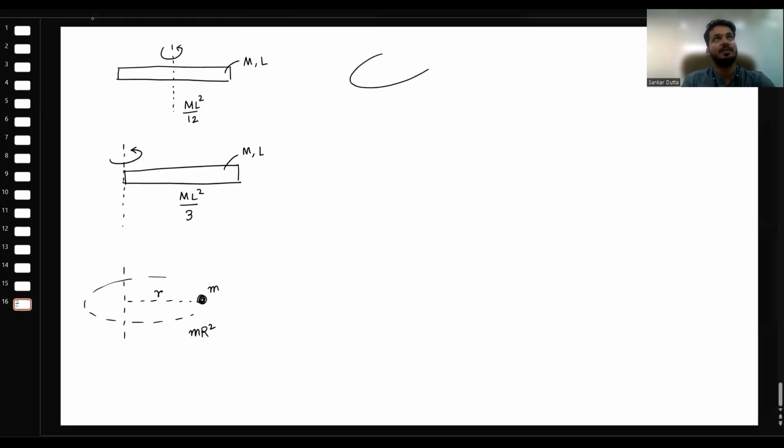What about a ring? Now a ring has all its mass concentrated only on the periphery. If you have a ring like this, rotating about that central axis, and the mass of the ring is m and the radius of the ring is r, what is the moment of inertia of this ring? That will be mr square. What about a disk, guys?